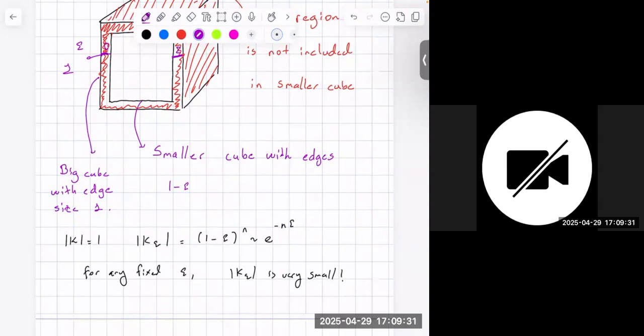And let me remind you a very useful approximation. If you have a small x, (1 - x)^(1/x) is like e to the minus 1. So if you plug that in here, this ends up being like e to the minus n times epsilon. And epsilon is a fixed thing, right? So you fix the epsilon. As your n gets bigger, this is almost like e to the minus n.